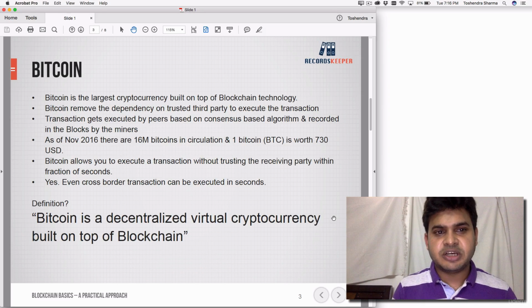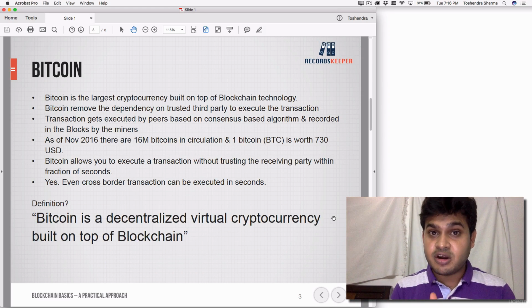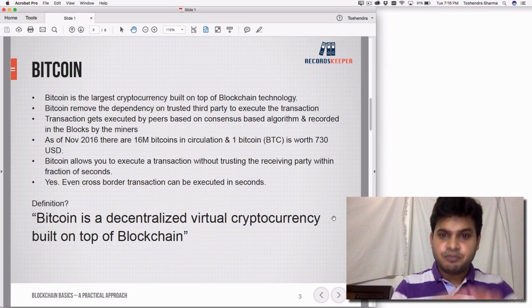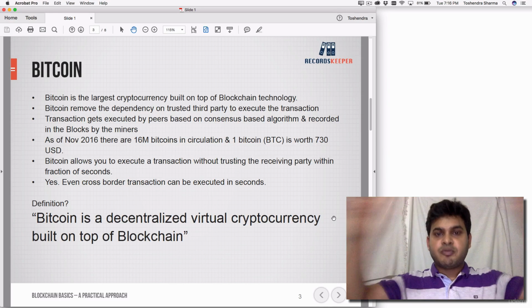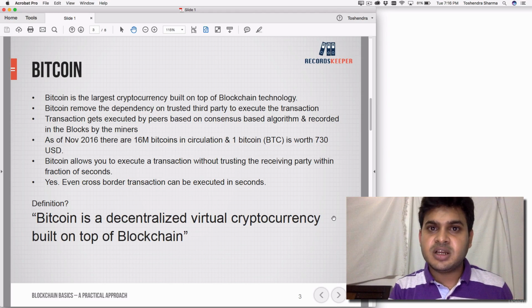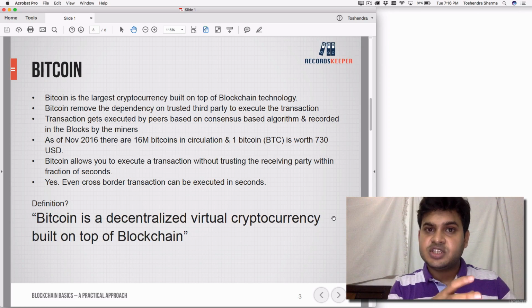What is Bitcoin? Bitcoin is a cryptocurrency built on top of the blockchain. Remember guys, Bitcoin is not blockchain and blockchain is not Bitcoin. Blockchain is a technology which powers everything, and Bitcoin is built on top of that, something similar to a record keeper built on top of the blockchain.